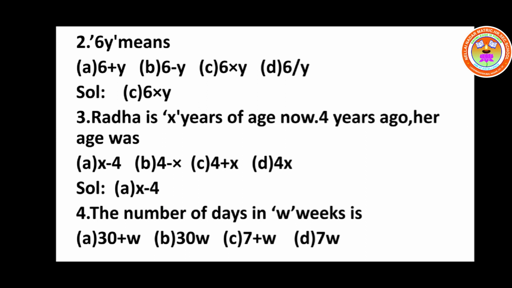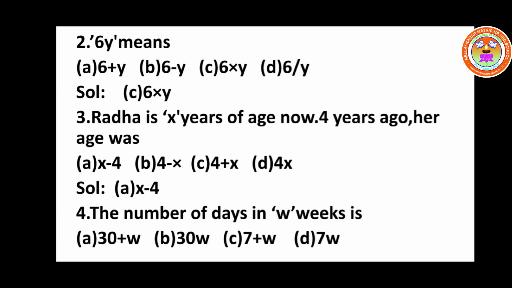Okay. Now problem number 3. Radha is x years of age now. 4 years ago her age was. 4 years ago, it means a before, past year. Okay, so x years of age now. Now at present she is x years old. We want to find the 4 years ago. That means what? Past. It means subtraction. So option A x minus 4, option B 4 minus x, option C 4 plus x, and option D 4x. So your solution is option A x minus 4.